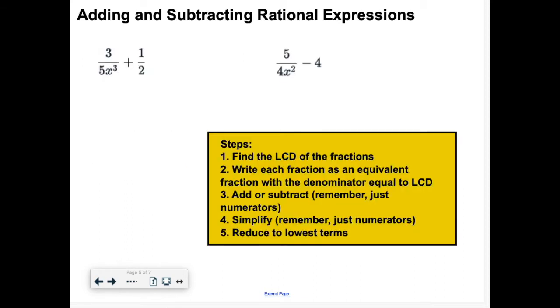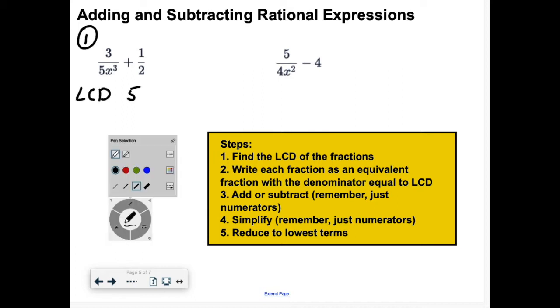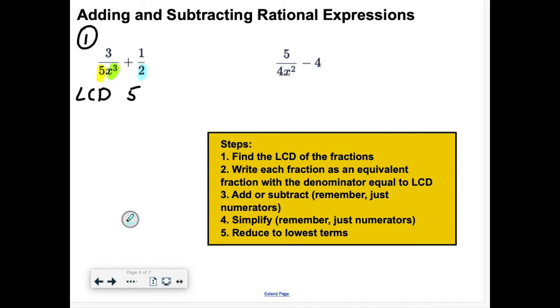Cool, so these are simple examples. We're still going to follow the steps. We're going to work our way up to more complicated examples. It's going to be great. So let's take a look at problem 1. Find the LCD of the fractions. Well, my LCD here is going to include the 5 from the first one. I have that as a factor, that's a second factor, that's a third factor. So that means my LCD has to include all of them. X to the third. So I'm going to multiply my fractions by this.